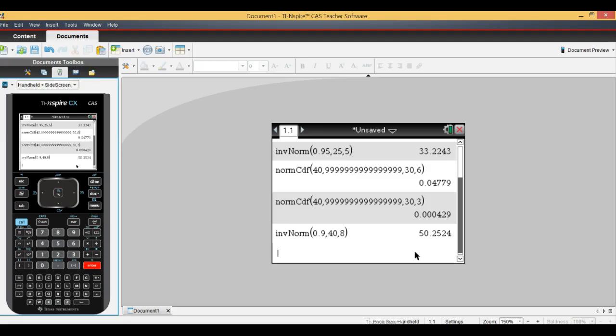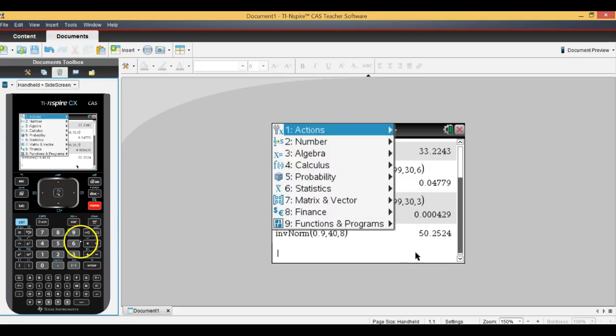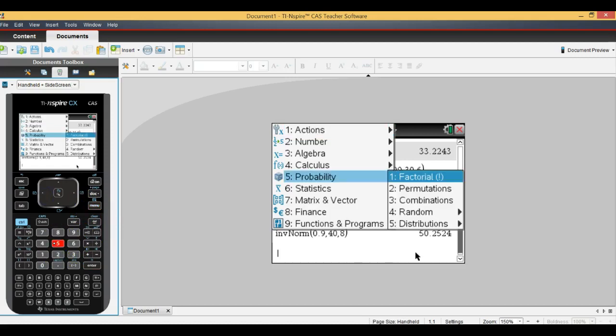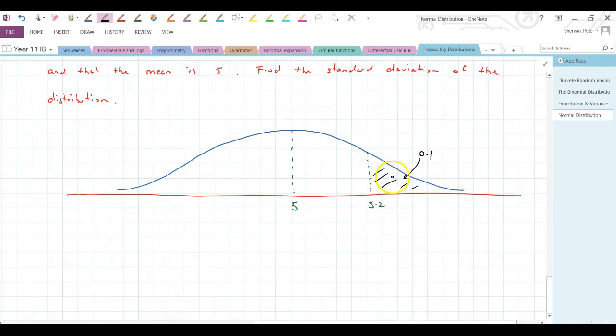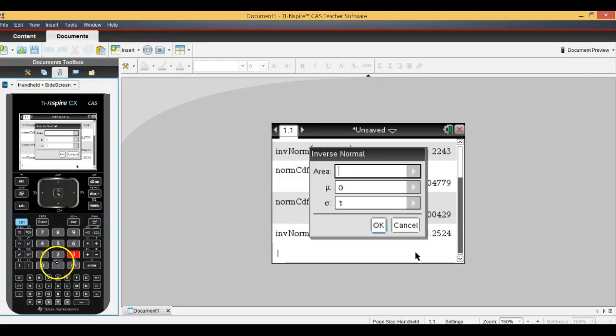I'm going to go into my inverse normal page, because I've got the area. I'm going to put in my area, not 0.1 though, because that's the area to the right. I need the area to the left, don't I? So I'm going to put 0.9 in here. Now I'm going to leave my standard deviation. See how my default values here are mean 0, standard deviation 1.